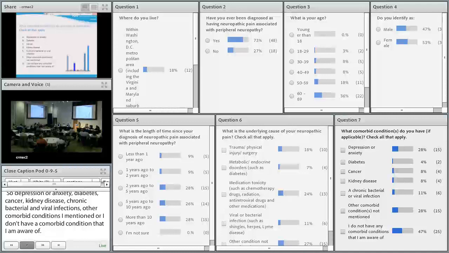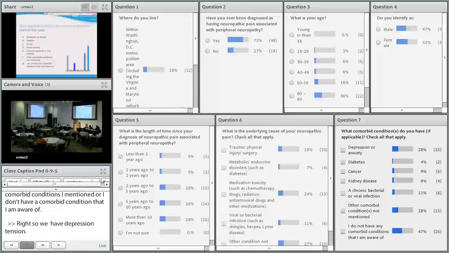All right, so we have depression mentioned, we have cancer, other comorbid conditions not mentioned. Again, I'll just put a plug in for, if you're comfortable to do so, to share that with us, and many others that said they don't have a comorbid condition that they're aware of.